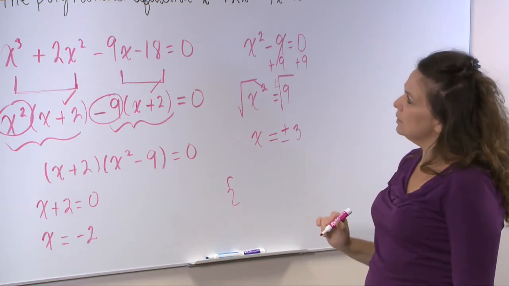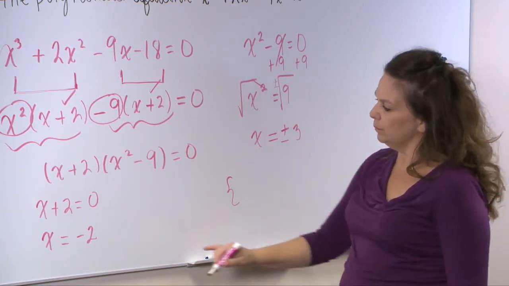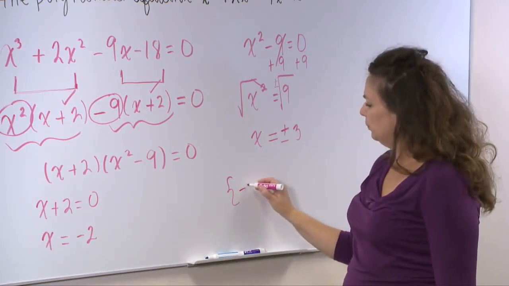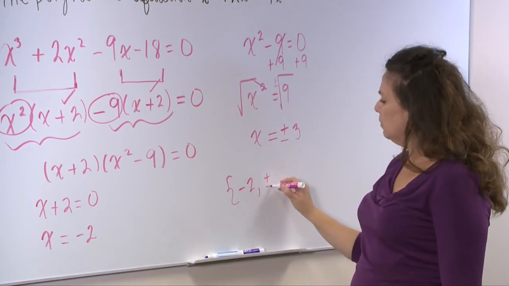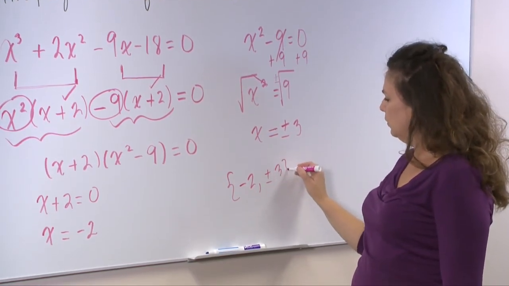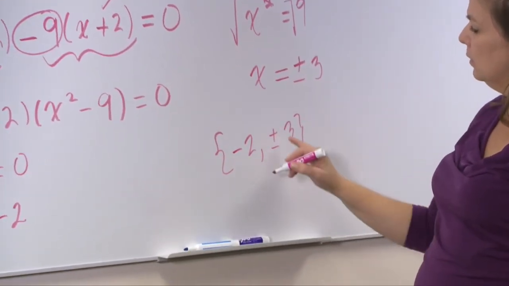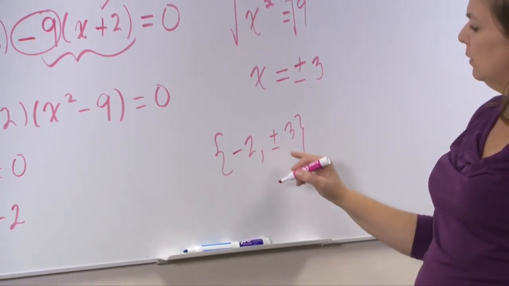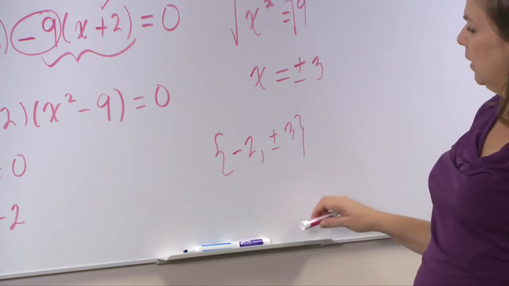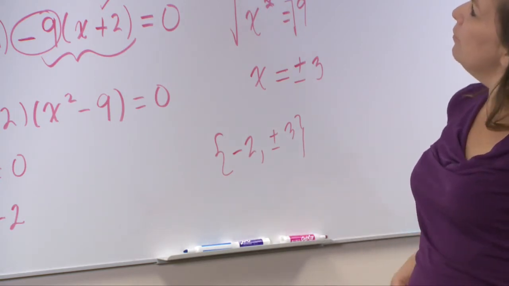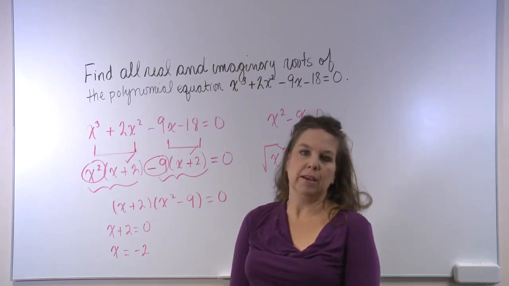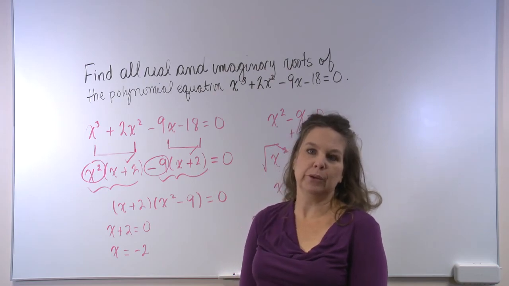So the roots to this polynomial equation are negative 2, plus or minus 3. So we have 3 roots here. Negative 2, positive 3, as well as negative 3. And so we have found all real and imaginary roots to the polynomial equation given.